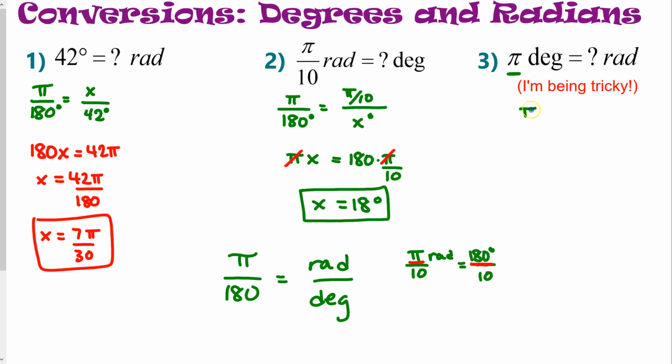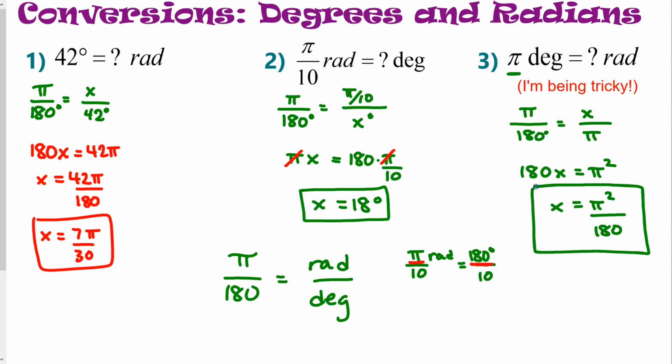Let's use our proportion. Pi over 180 equals radians, we don't know, over degrees, pi. Cross multiply, 180x equals pi times pi, which is pi squared. Divide by 180, and x is pi squared over 180. Notice that I'm just leaving all of these exact. I'm not using 3.14, that's not the exact value of pi. And it doesn't say approximate, so if it doesn't say approximate, just leave everything exact.